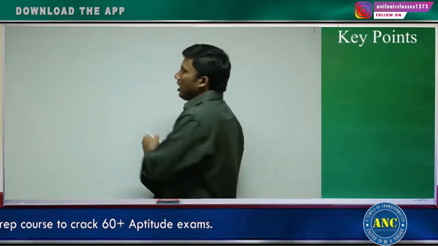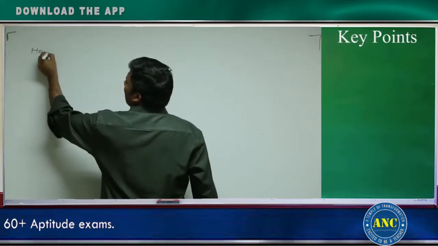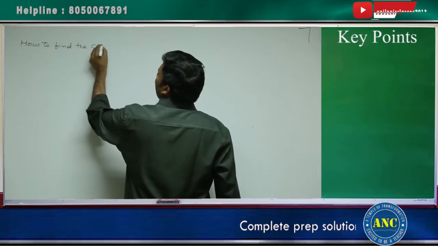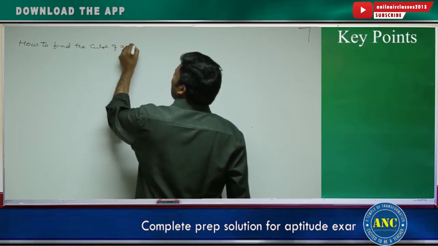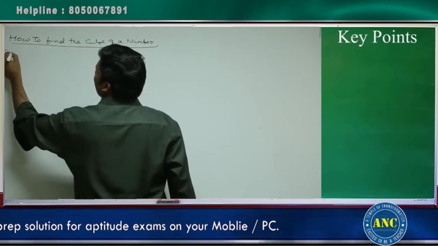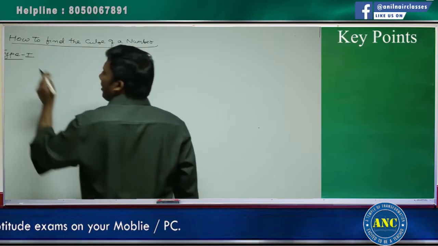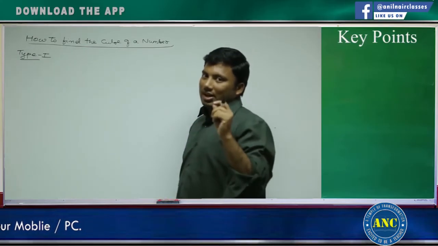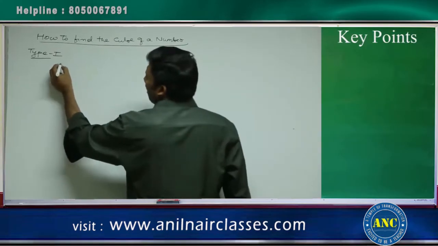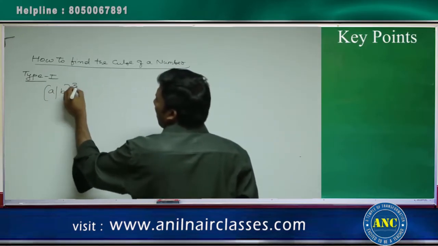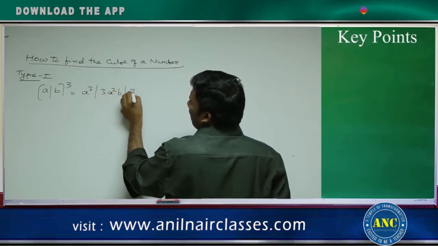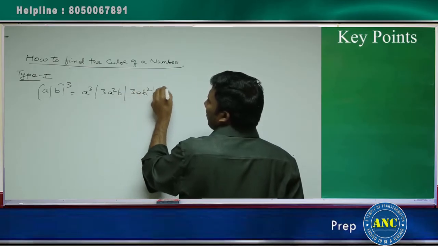Now let us discuss how to find the cube of a number. In this module, I will discuss 3 important concepts. How to find the cube of a number. Type 1. To find the square of a number, we used (A plus B) whole square, which stands for A square plus 2AB plus B square. Same analogy here. To find the cube of a number, I will use (A plus B) whole cube, which stands for A cube plus 3A square B plus 3AB square plus B cube.